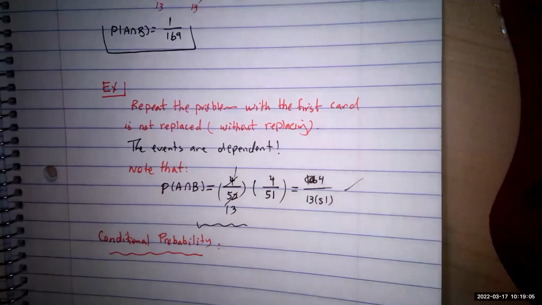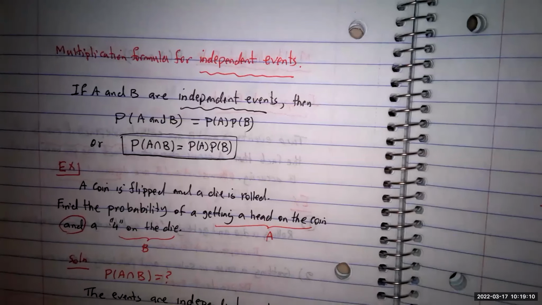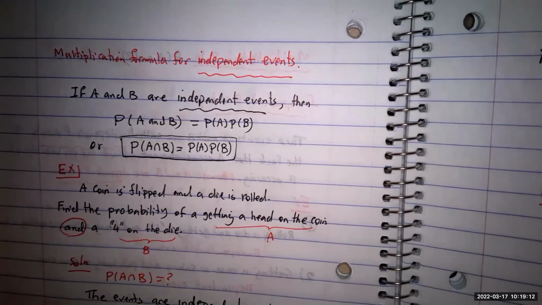Probability of A and B. Okay, that was the one. You want to find the probability of A and B. The result is going to be called the multiplication rule.